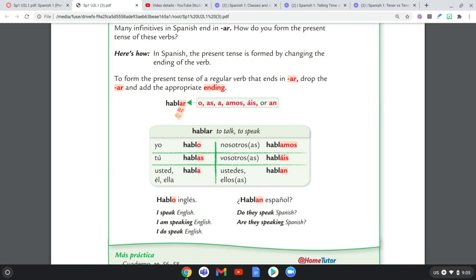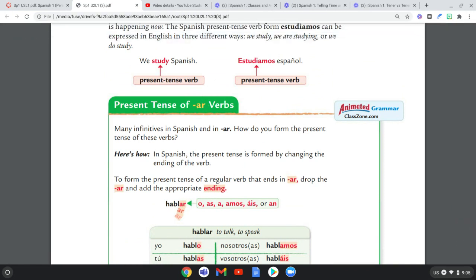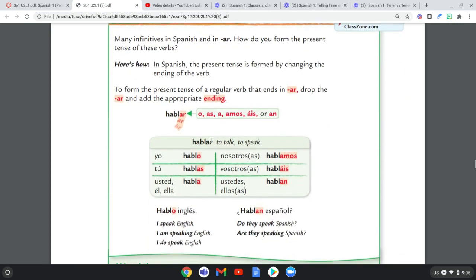So, it doesn't really matter what verb I give you, what action word I give you, as long as it is an AR verb. Not if it's an ER verb, because those are going to have different endings. Not if it's an IR verb, because those are going to have different endings. If it's an AR verb, you will do the same exact thing. Take away the last two letters, put the new endings, and then just choose the right one depending on who you talk about.